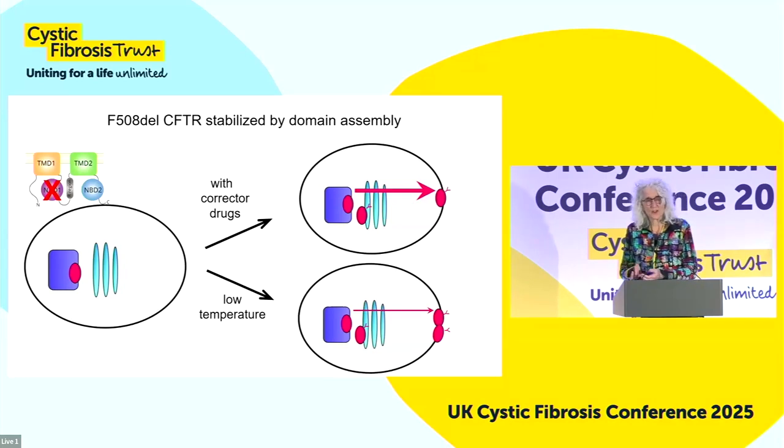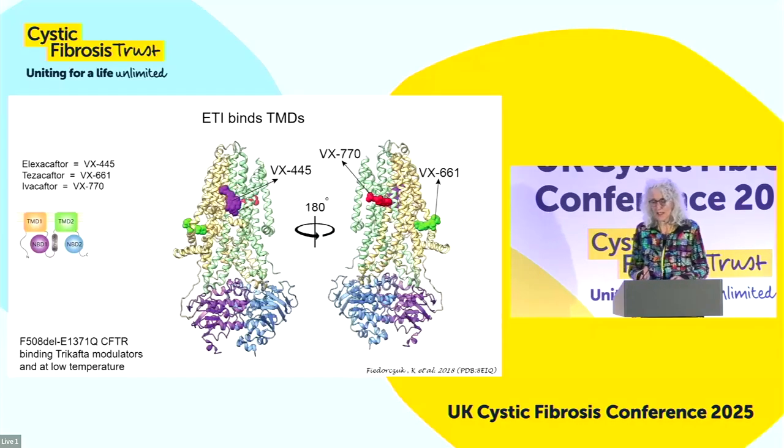Now, thanks to structures and the work also of many other people, Ju Chen's structure is this one, where we know where these modulators bind. And they all bind in the transmembrane helices or at the membrane. So they're hydrophobic, they really like to be there. And the 661 is the tezacaftor, that's the class 1 corrector that improves the N-terminus and then also indirectly the membrane, and it also binds close to the N-terminus, so that makes total sense.